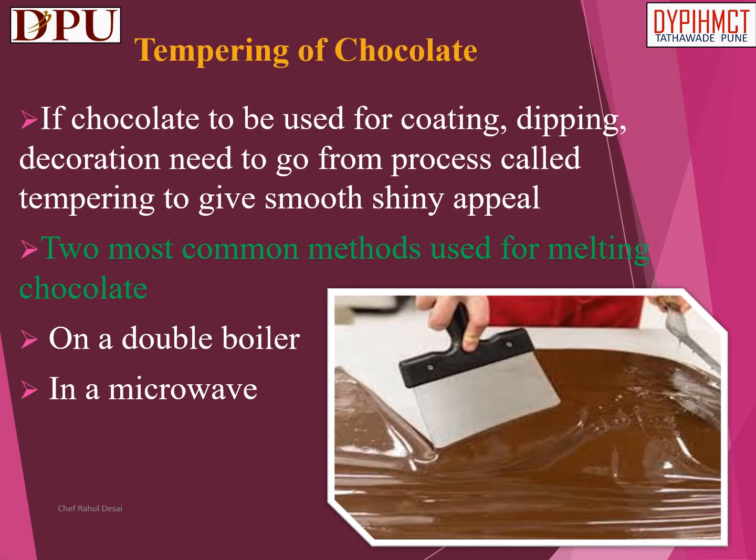Tempering of chocolate. If chocolate is to be used for coating, dipping or decoration, it needs to go through a process called tempering to give a smooth, shiny appeal. The two most common methods used for melting chocolate are on a double boiler and in a microwave.